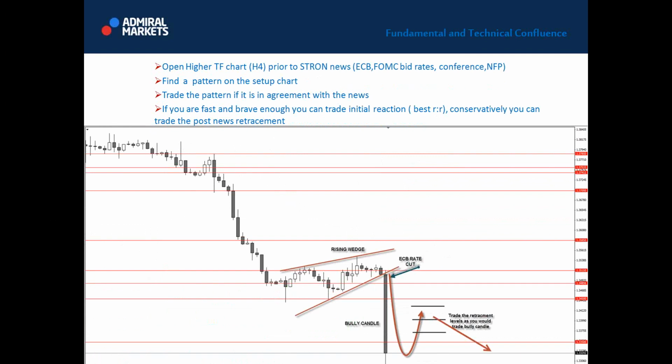So basically there are two things you can trade: fundamental and technical confluence. Find a pattern, enter a trigger happy entry. We already explained what trigger happy entries are, and then we can wait for the candle to close. If it's bullish candle, we can try to find a retracement. So that is a nice example of fundamental technical confluence.